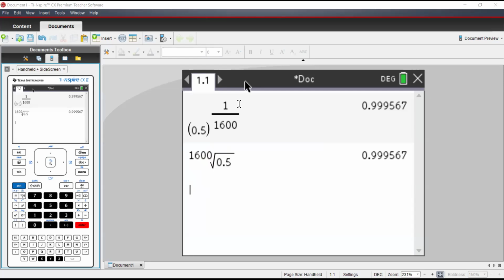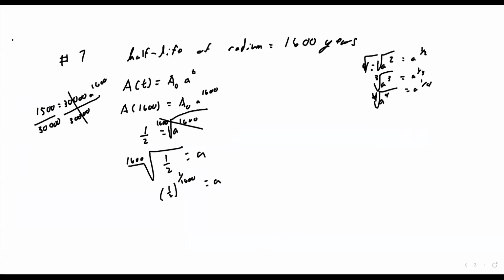Go back to my documents. There we go. So again, that was 0.99. What do they want us to go to? Describe the amount of radium left after T years. Your homework looks like it was going to 6 decimals, so I want to practice that. Basically, it's what the calculator popped up with: 0.999567. So that's part A, coming up with the A.